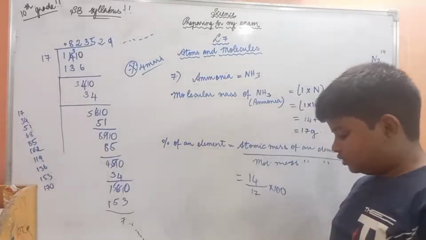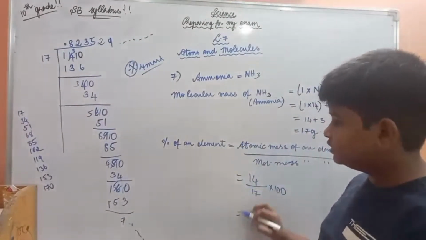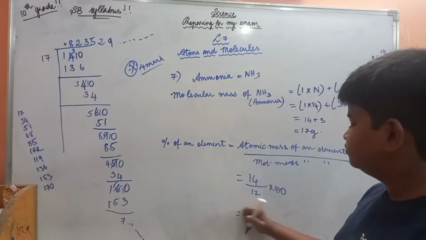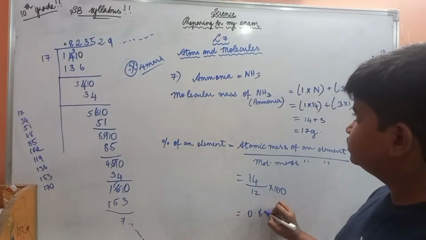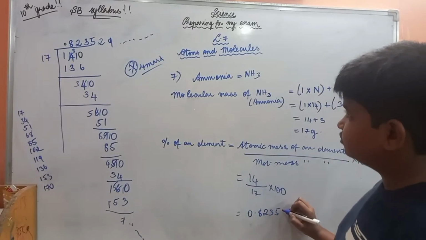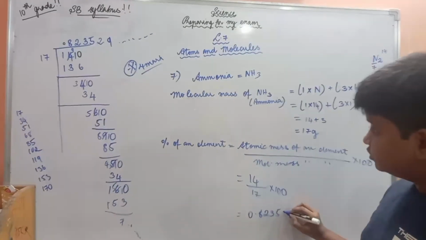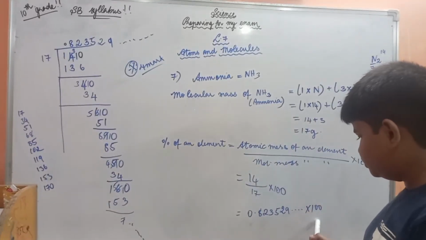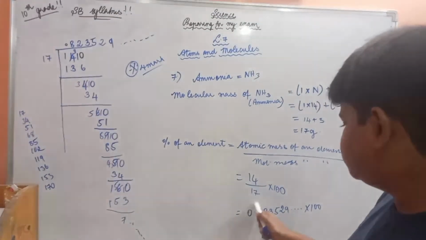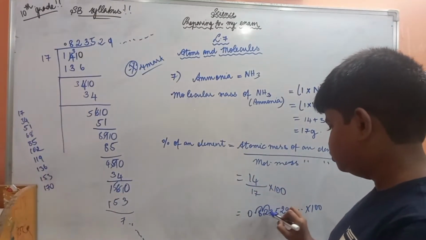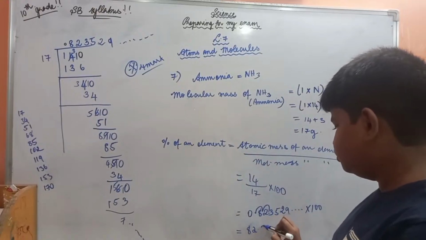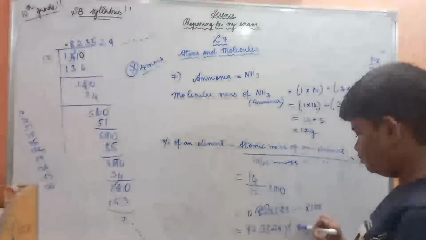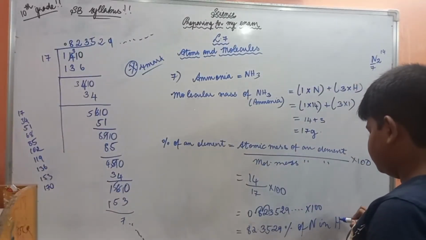So, based on the calculations, we can tell that the answer is 0.8235 and so on. Multiplying by 100, the decimal moves 2 places. So it is 82.3529% of NH3.